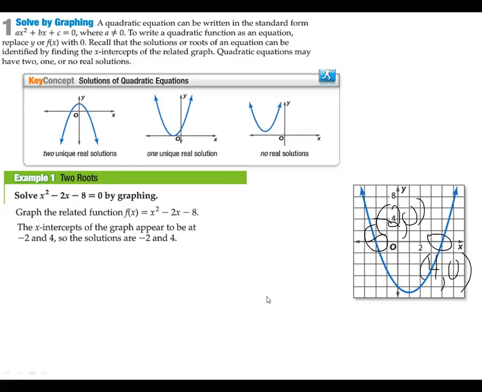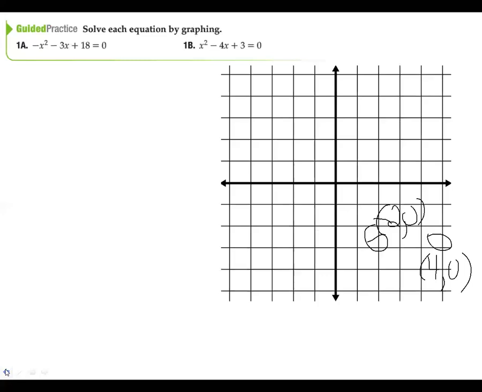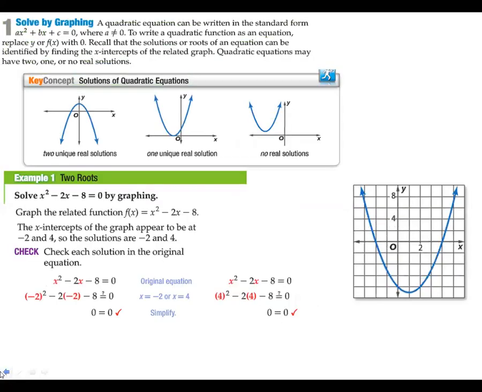Well, how do we check that? We can check it by plugging those x values, -2 and 4, into the original equation. So I set it up, and we're going to do both at the same time. I put in -2 here and 4 here. And when you simplify, you get 0 on both sides. So that implies that x equals -2 and x equals 4 are our solutions.